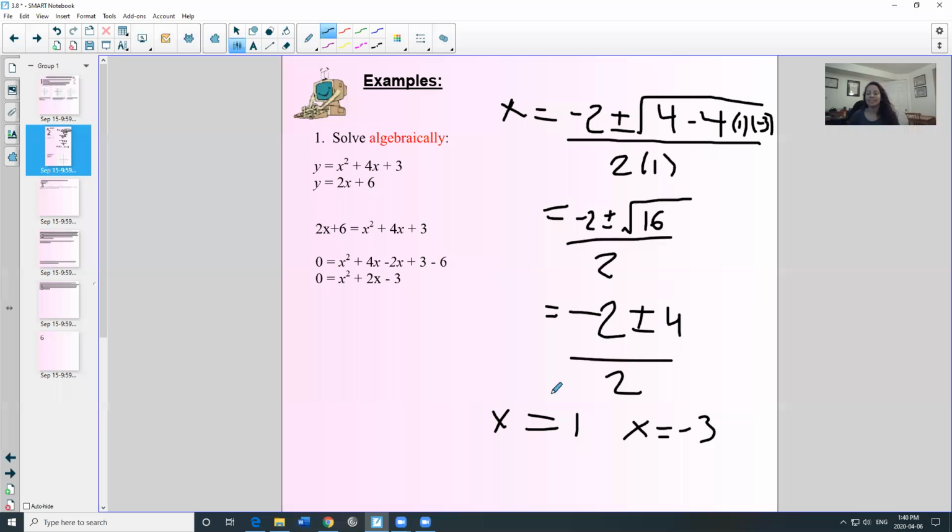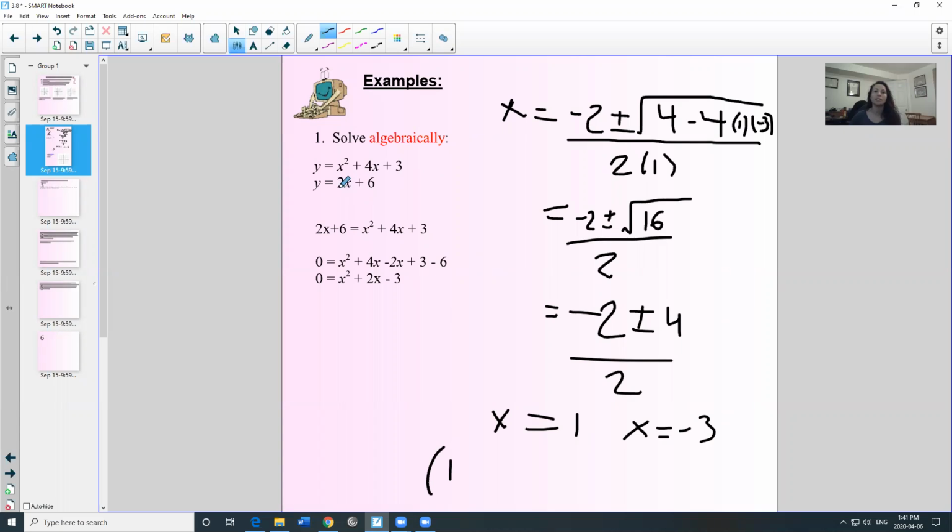Okay, sorry, these are the x values to your system. If you want the solutions, you do still have to find out the y value. You can take these and substitute them into either one of your original equations. I'm going to use the linear one because it's an easier equation. So if I wanted the actual coordinates, take 1 and substitute it in here.